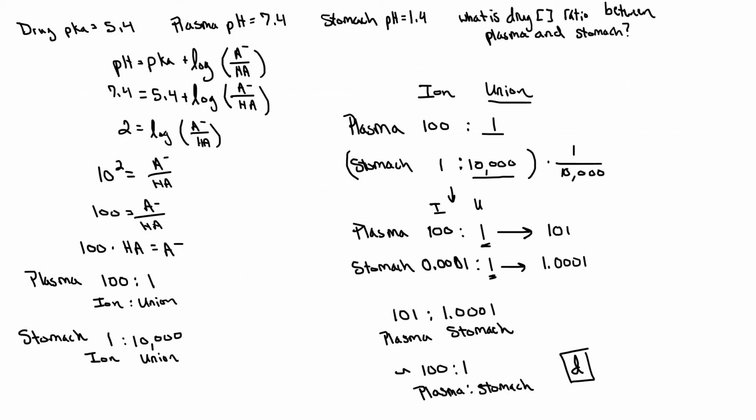The first step, again, is to find out what the ratio of ionized to unionized is. Make this 2x2 table here. Once you've made the 2x2 table, the next step is to set each of the unionized to be the same amount. Then you add them across to get the total amount of ionized plus unionized, and you look at the ratio. So in this case, the ratio was 100 in the plasma to 1 in the stomach.